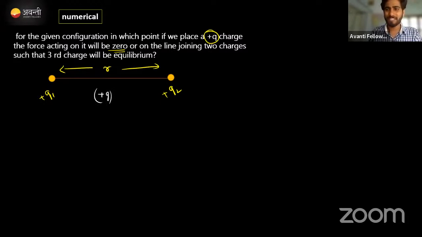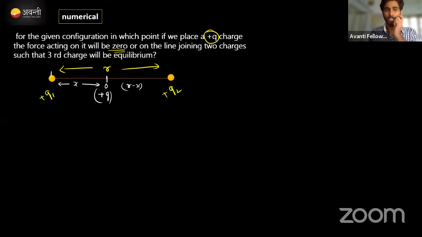I don't know where I want to keep it. Just for the sake of it, we look for opposite direction and same magnitude of force, and we'll check. I will take this point O. I don't know where it is located, so I will take it at a distance X from Q1, and the total distance is R. This point O is at a distance R minus X from the other charge. The total distance is R, so from the first charge to O the distance is X, and the remaining distance will be R minus X only.